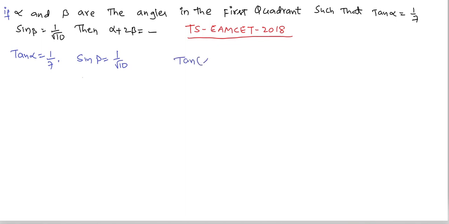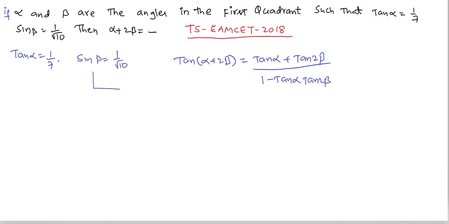Applying tan, that is tan of alpha plus 2 beta is equal to tan alpha plus tan 2 beta by 1 minus tan alpha into tan 2 beta. So now we find the value of tan 2 beta. From this, sin beta is equal to 1 by root 10, in a right angle triangle the sides are 1, root 10, and the third side value is 3. From this, tan beta is equal to 1 by 3. Now we find tan 2 beta.